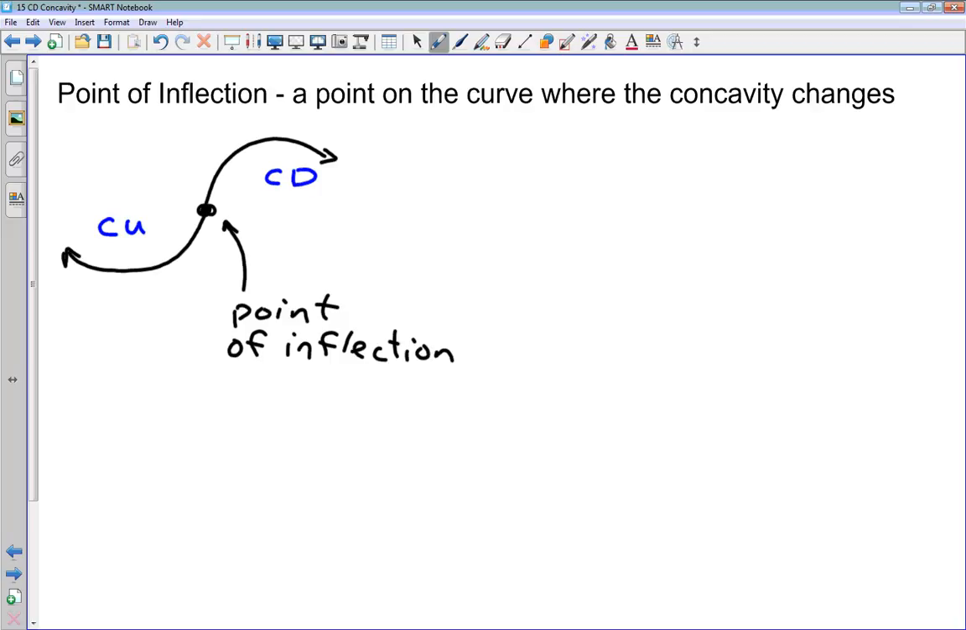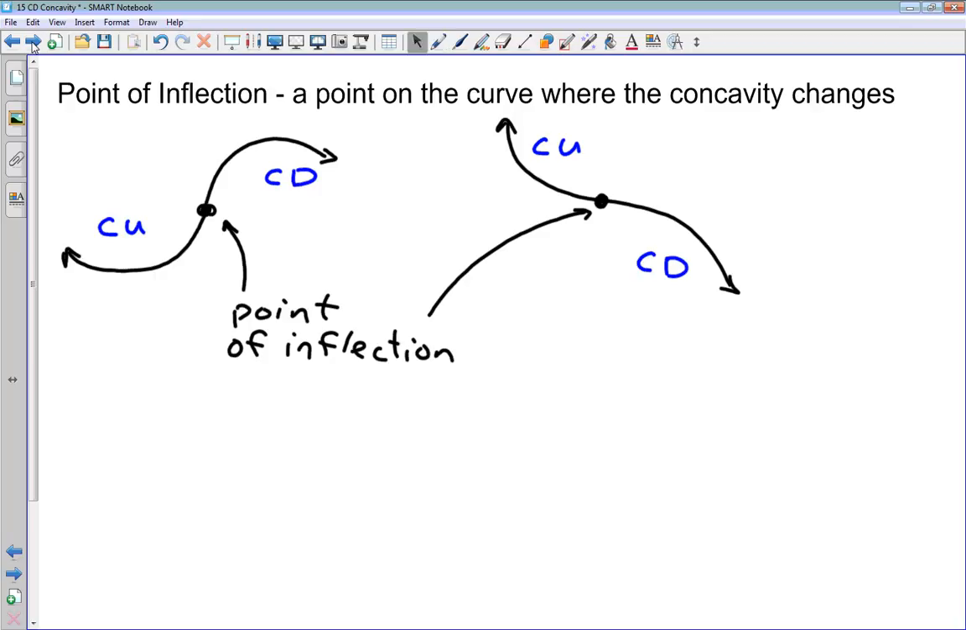Similarly, we could have something that looks like this, and a point right in the middle. Over here, this side, our curve is concave up. Over here, our curve is concave down. So our point of inflection is right there in the middle. Now, how do we recognize a point of inflection?